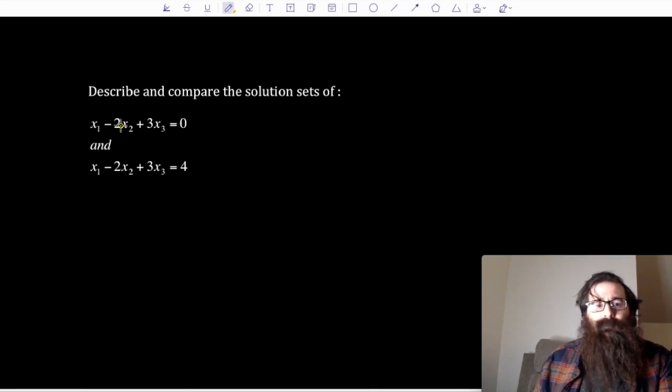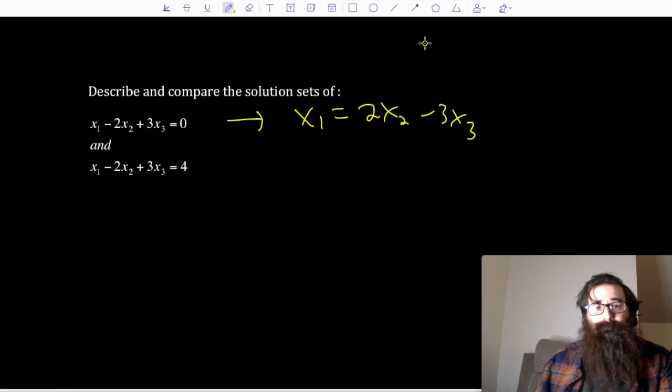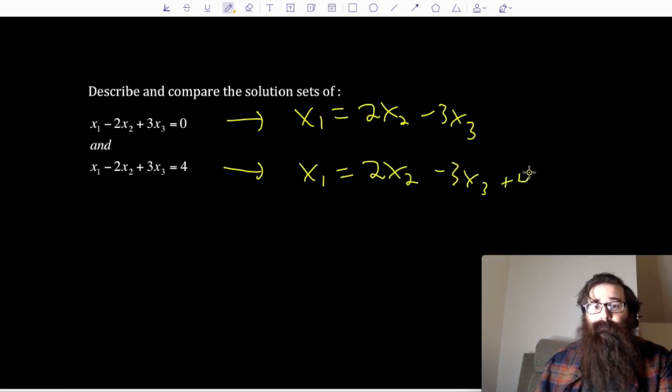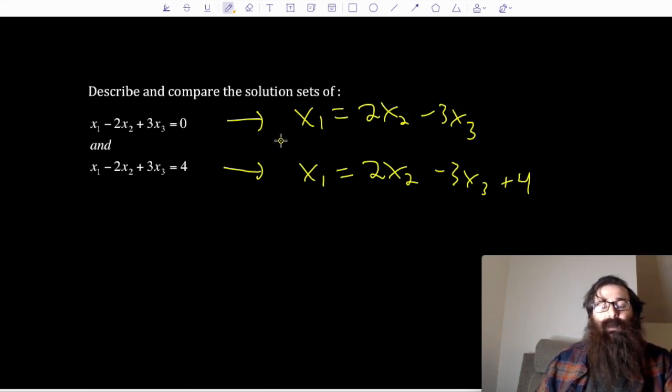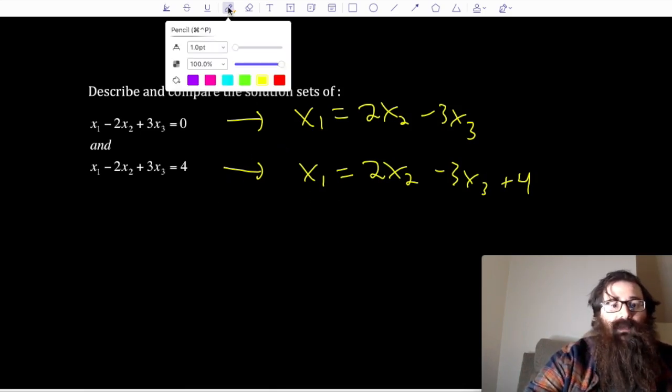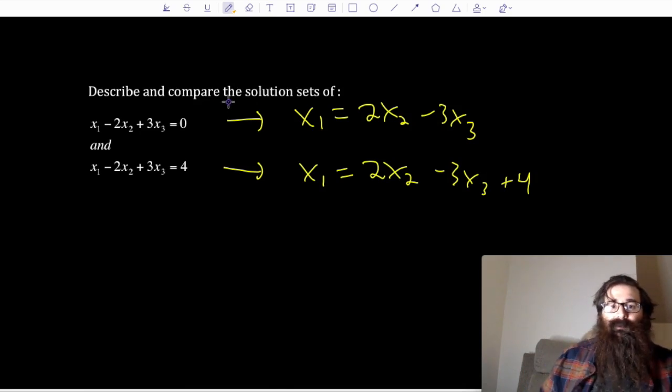I can actually solve this for x sub 1 in each case. That would be my basic variable, right? It would be just one row that I'm really considering. And these are two separate equations. So solving this, I get x sub 1 equals 2x sub 2 minus 3x sub 3. Solving this other one, very similarly, x sub 1 is 2x sub 2 minus 3x sub 3, and then plus 4. And if I write these out as solutions in terms of free variables, here x sub 2 and x sub 3 are the free variables.